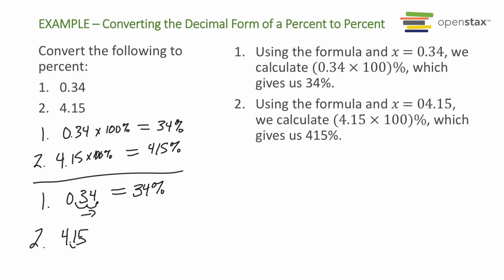And so we're going to move the decimal place 2 places, so that's 415%. And so, this is a fraction of it. 34% is a fraction of a whole, whereas 415% means we got more than we had, almost 4 times more.